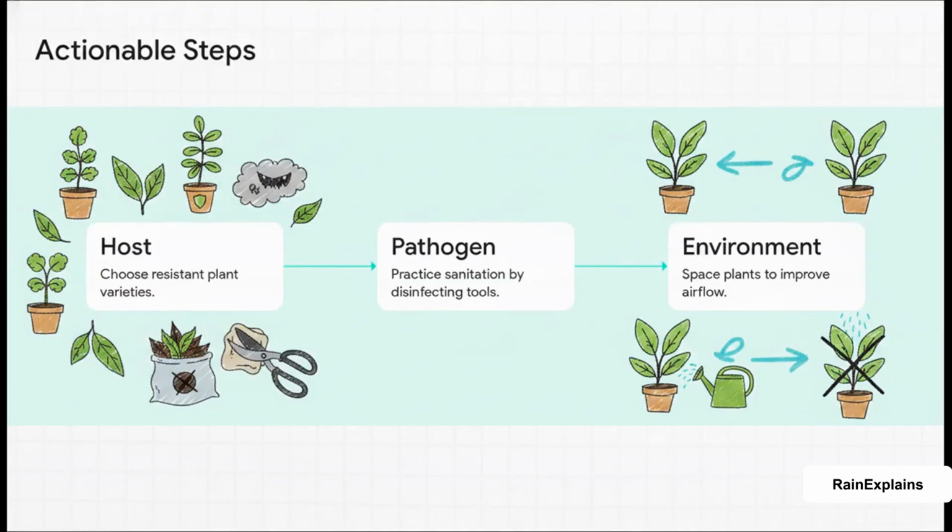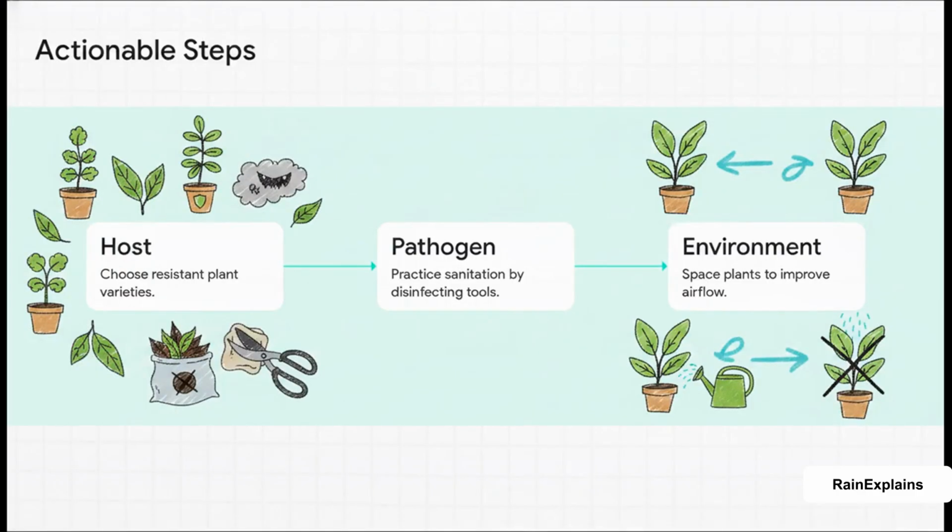And here's how you actually execute that strategy in the real world. First, pull the susceptible host completely out of the equation. You do this by intentionally choosing disease-resistant or tolerant plant varieties for your space. Next, you can go after the pathogen itself, but not just by blanket spraying chemicals. Rigorous sanitation is your best friend here. Disinfect your pruning tools between cuts and sweep up diseased debris so the pathogen has absolutely nowhere to overwinter.